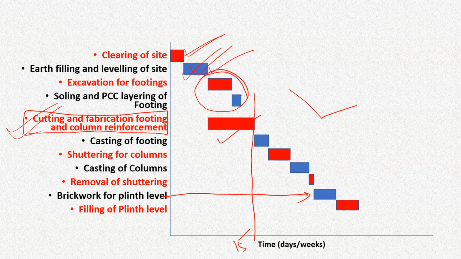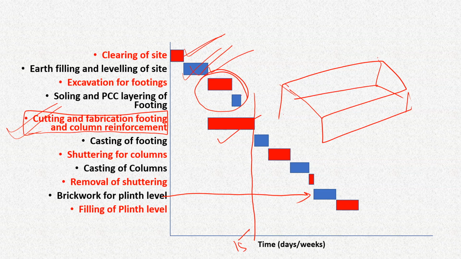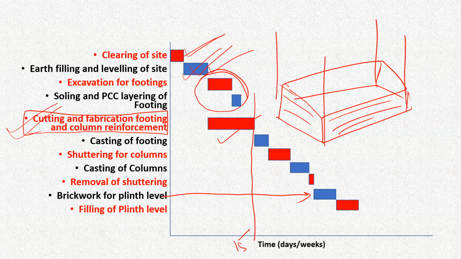That is, if this is the plinth level, these will be brick walls. There will be columns here at all these corners, and we'll have to fill up this whole portion with soil and also do some compaction. After this is completed, we can go for beams and slabs.